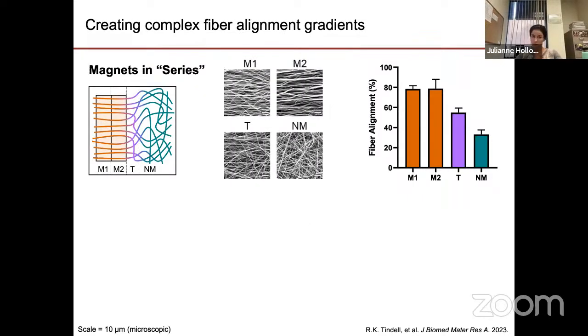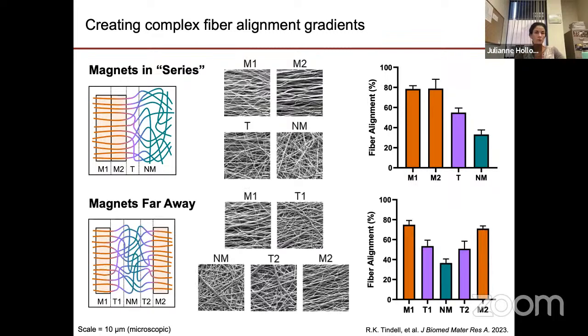Interestingly, we also looked at different fiber alignment gradients. So we first put two magnets next to each other, and if the magnets were sufficiently next to each other, we were able to extend the region that was aligned. So here we're going from highly aligned over magnet one and magnet two, and then transitioning to randomly aligned far away from the magnet. And then of course, if we place the magnets far enough away from each other, we can transition from highly aligned over magnet one to randomly aligned in the middle, and then to highly aligned over magnet two again. So we're really able to control not just the length of the region that is highly aligned, but also exactly in space where we're getting that fiber alignment.